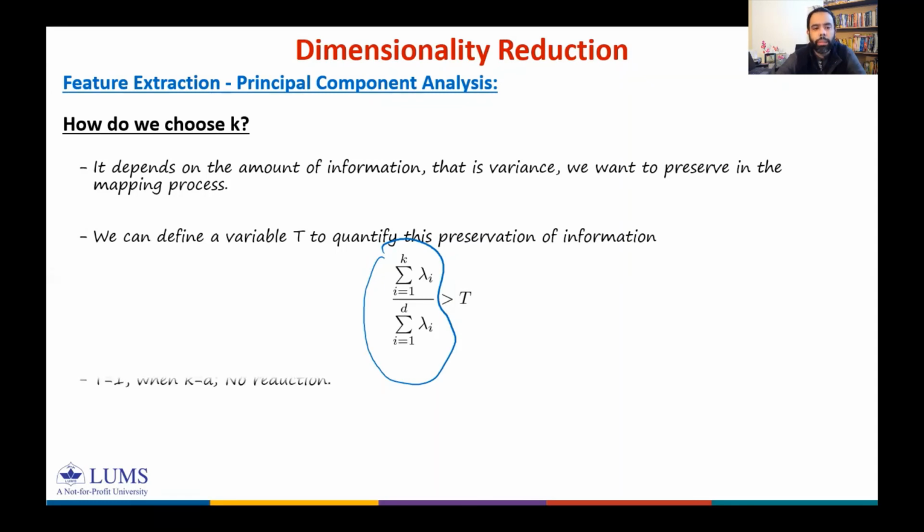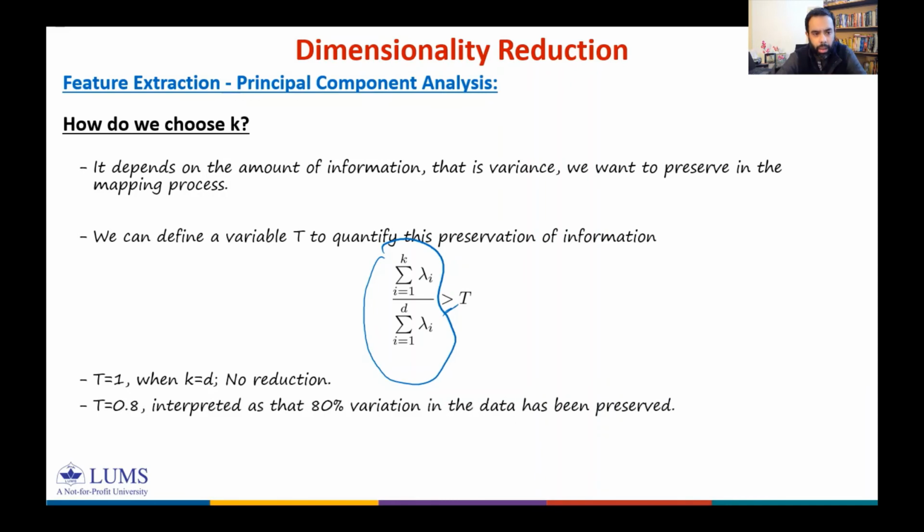For example, if I take T equal to 1, I will have to choose K equal to D, because only K equal to D ensures, to be very precise, that this is greater than or equal to T. And say if I want to preserve 80% of the information and I choose T equal to 0.8, using this equation I can find K. You start from K equal to 1 and you keep on increasing K, and you select the K for which this inequality holds. And you stop at that point. Okay.